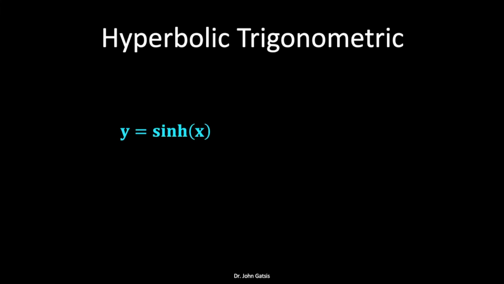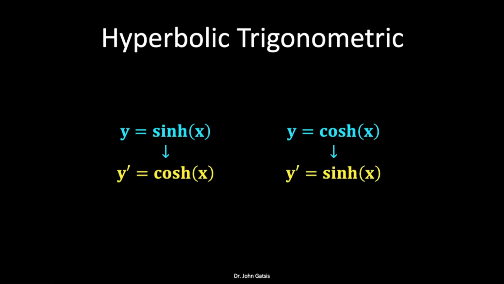So here we have hyperbolic sine. Much like the derivative of regular sine, it's going to be hyperbolic cosine. So look at how nice that is. Now, what do you think the derivative of hyperbolic cosine will be? When it's trigonometric, it's just negative sine, but in this case, it's actually going to be hyperbolic sine without the negative sign. So they just bounce back and forth.